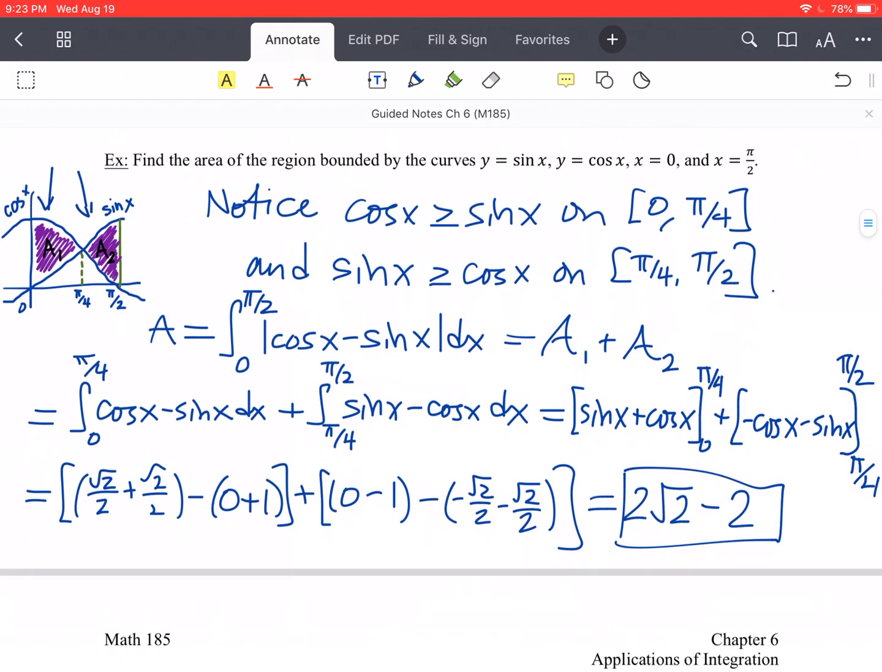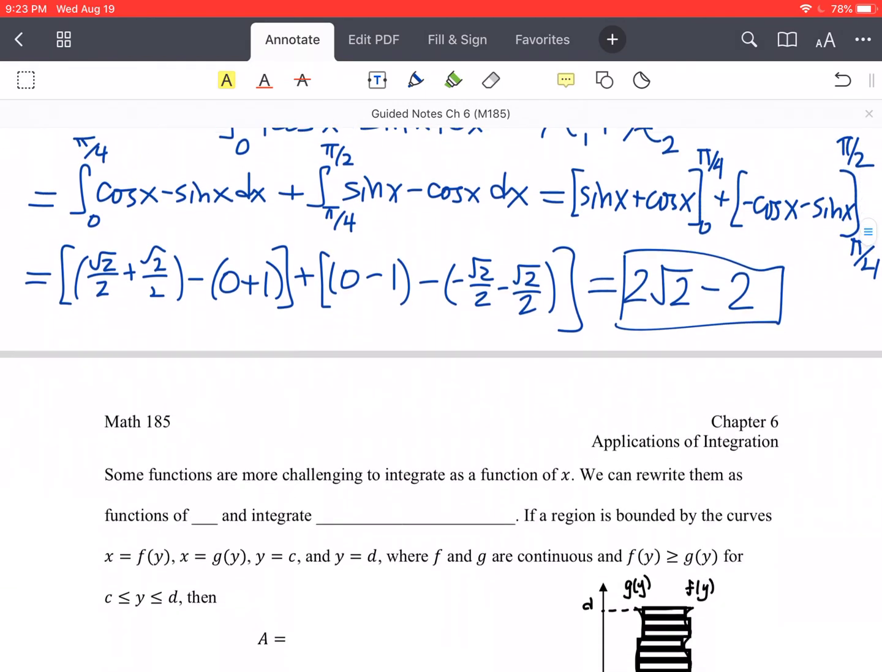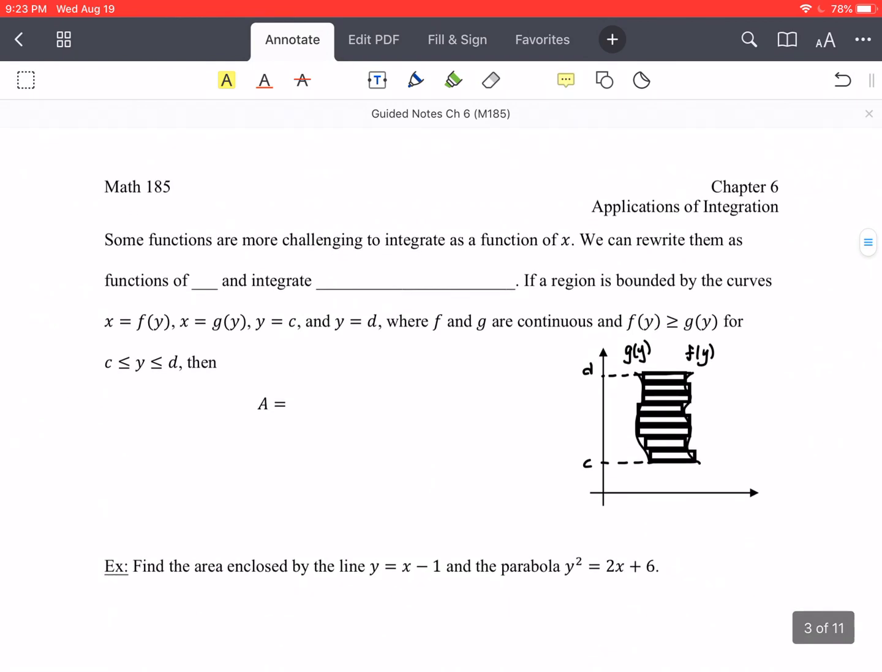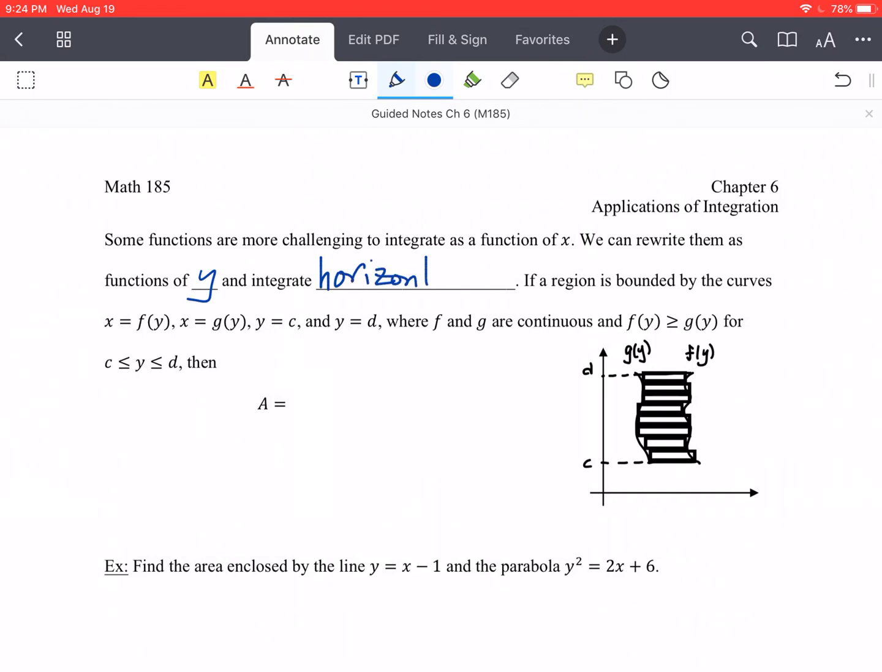Alright. So next up in this section, we're going to look at another type of integration that allows us to work with even more functions. Some functions are more challenging to integrate as a function of x. What we can do to solve this problem is rewrite them as functions of y and integrate horizontally. Okay, so this is our first introduction into horizontal integration.